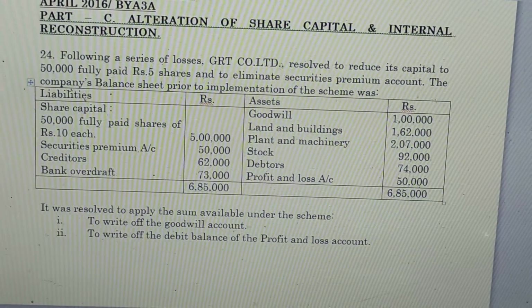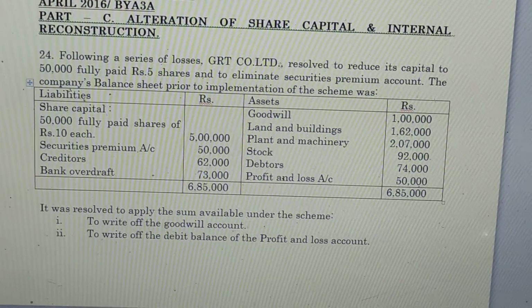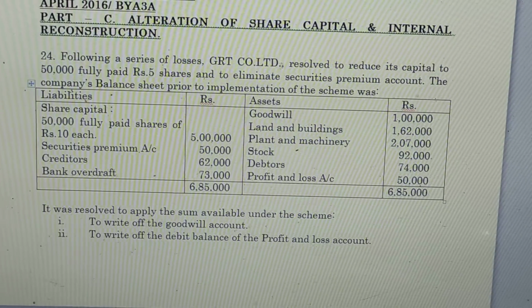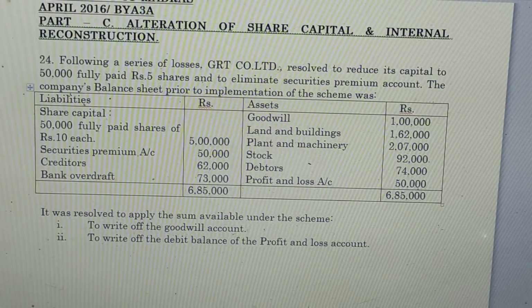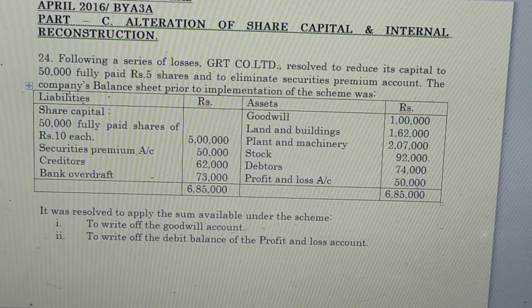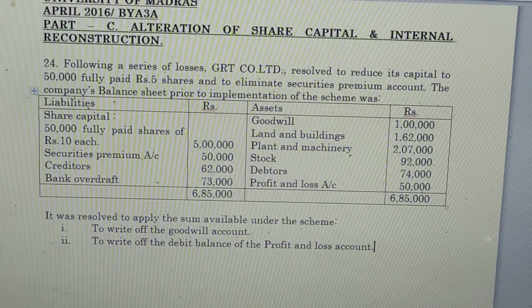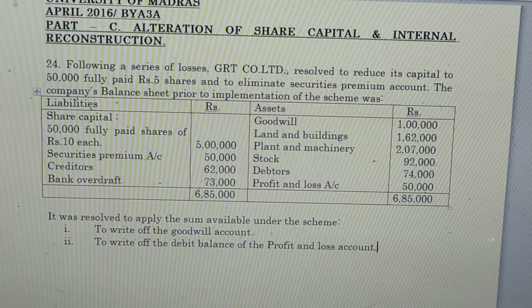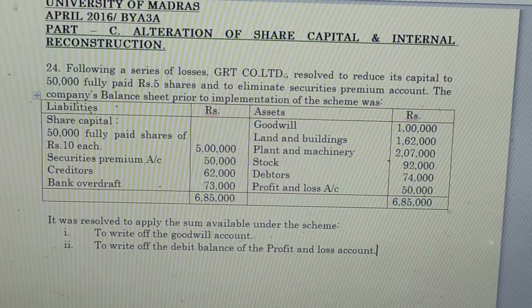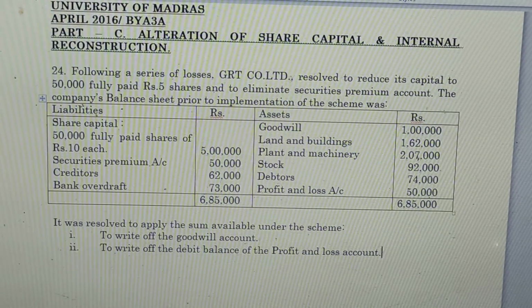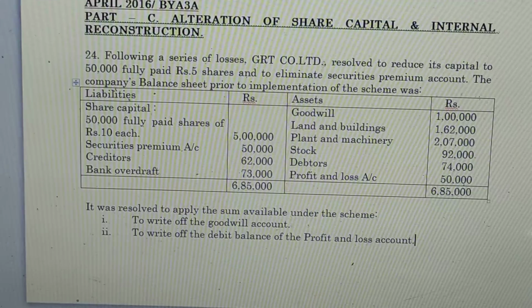On the asset side, under the assets: goodwill, the amount is rupees 1 lakh. Land and buildings rupees 1 lakh 62,000. Plant and machinery rupees 2 lakhs 7,000. Stock rupees 92,000. Debtors rupees 74,000. Profit and loss account rupees 50,000. The total assets are rupees 6 lakhs 85,000.